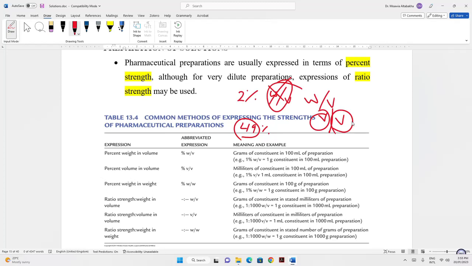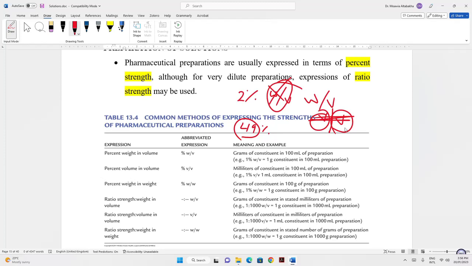Okay, I may not tell you V by V, but you should know that because alcohol is a liquid and water or the solution is also a liquid. So that's why if I don't put it, you should know it's V by V.